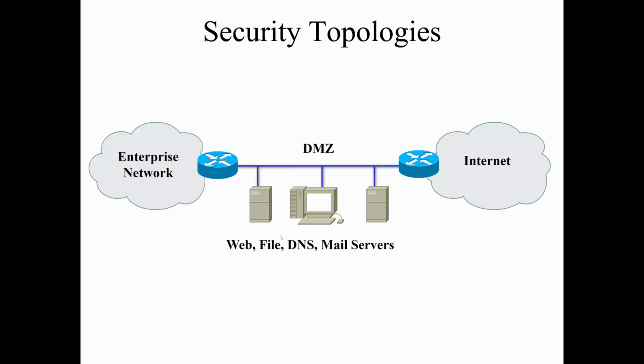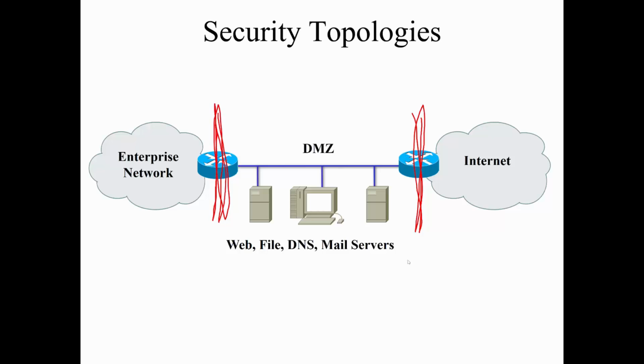So we may end up with a firewall. We can end up with some type of firewall here. So as traffic goes in from the internet, we may block certain traffic. Anything in the DMZ we may allow ports open for. And then we had another firewall here to protect our enterprise network.